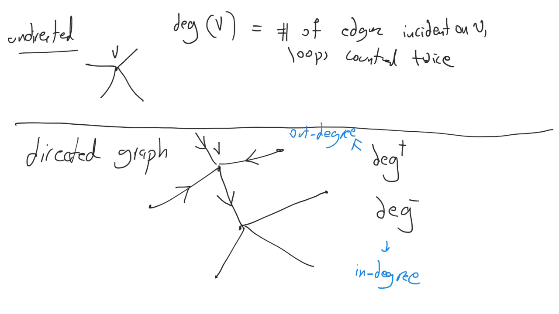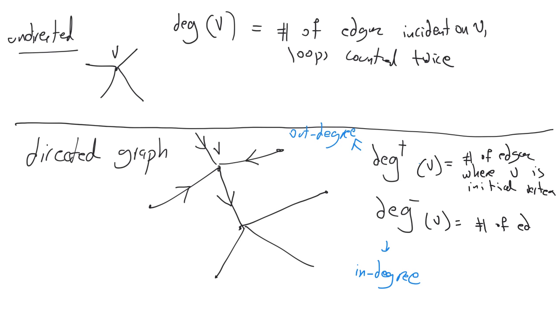If we want to use the terminology from the previous slide, degree plus of a vertex is the number of edges where v is the initial vertex, and degree minus of v is the number of edges where v is the terminal vertex, or the end vertex. So it's a very intuitive notion.